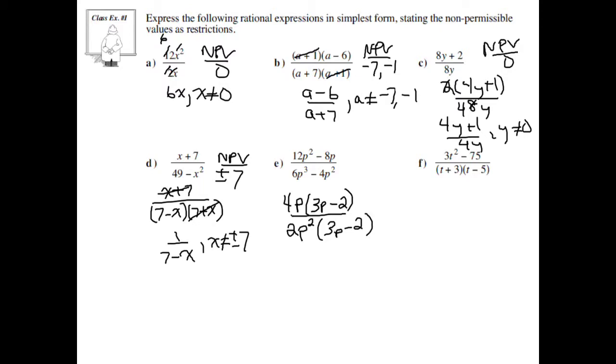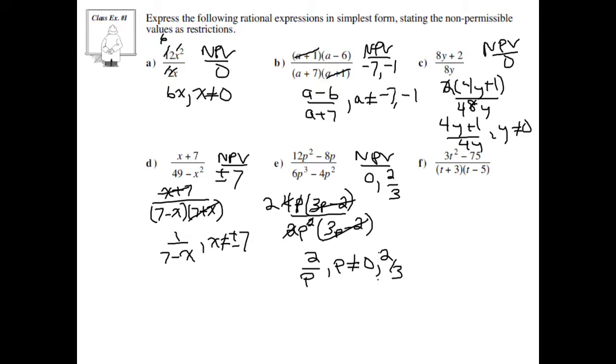Before I simplify anything, I do want to state my non-permissible values, and in this case my non-permissible values are 0 and 2/3. Now I can simplify. 3p minus 2 cancels each other out. 2 goes into 4 2 times, and the p's will cancel 1 out. So that leaves me with 2 over p, where p cannot equal 0 or 2/3.